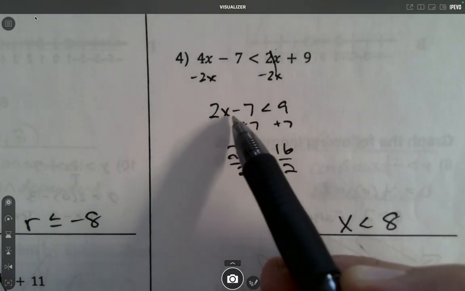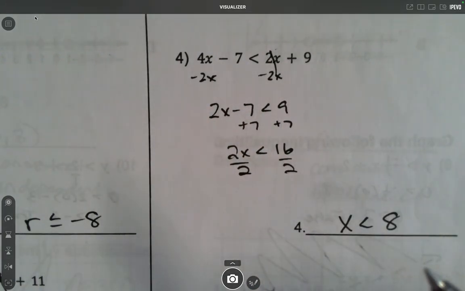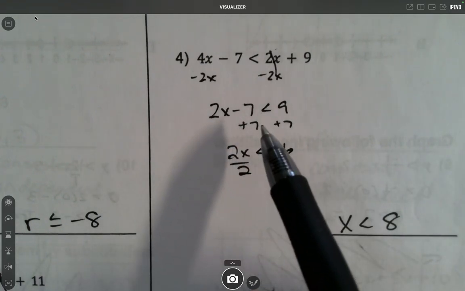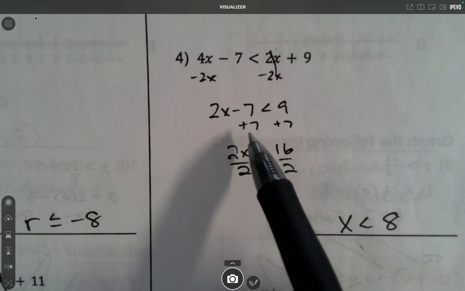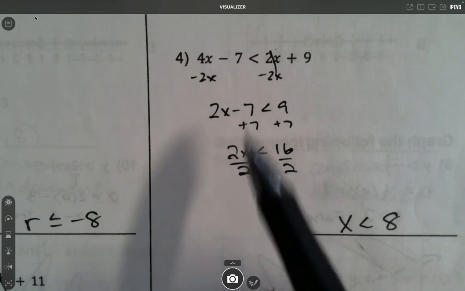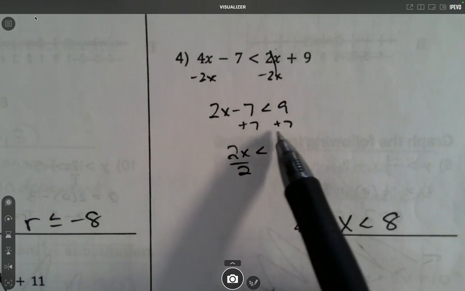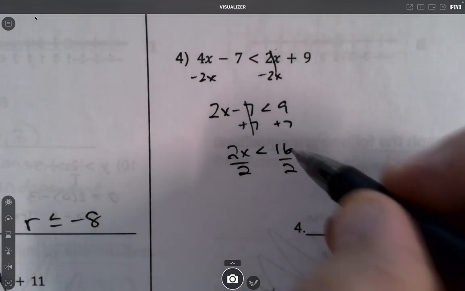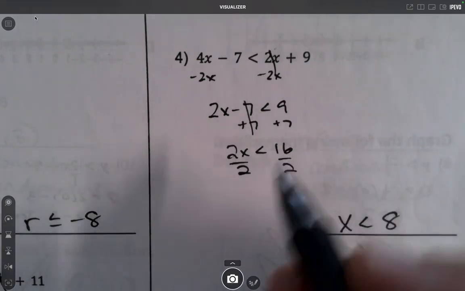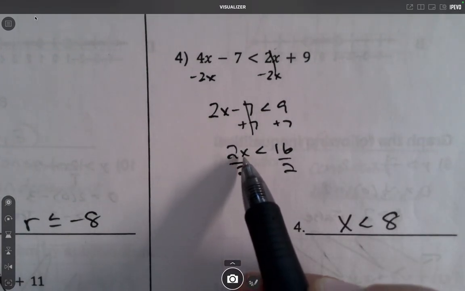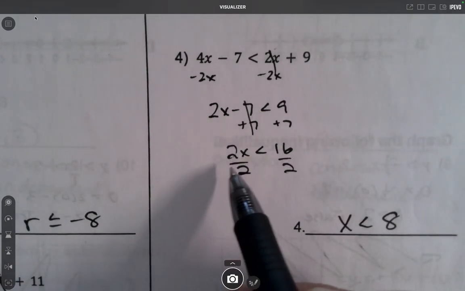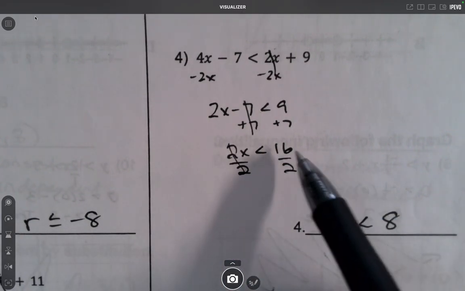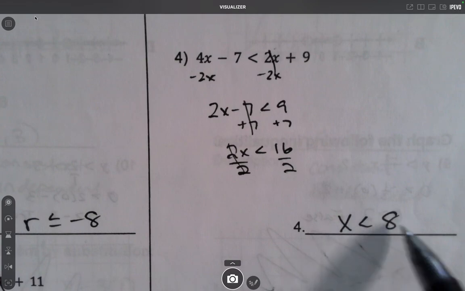So now we have 2x minus 7 is less than 9. So just like I wanted to get the variables together, I also wanted to get the constants, the things without variables, together. So it was being subtracted by 7, so I'll add 7 to both sides. That cancels these out, and 9 plus 7 is 16. So our last step, since x is being multiplied by 2, we need to divide both sides by 2, canceling out those 2's, and we get 16 divided by 2 is 8.